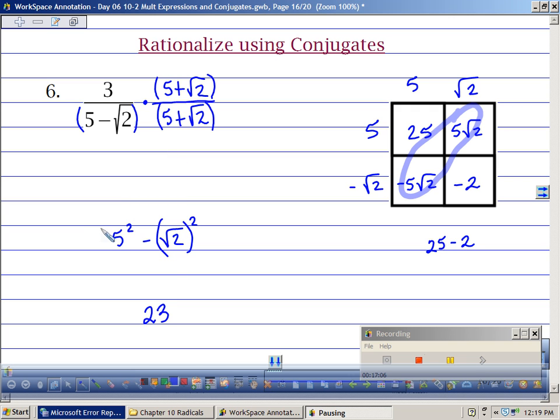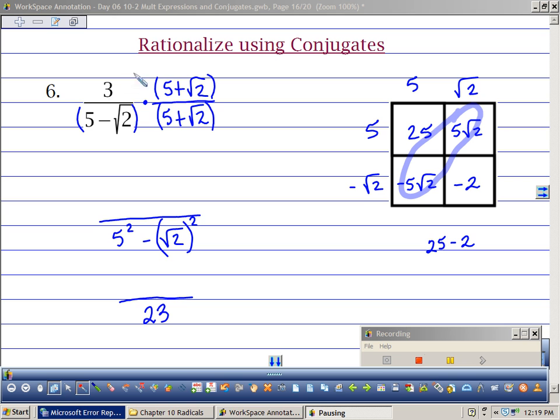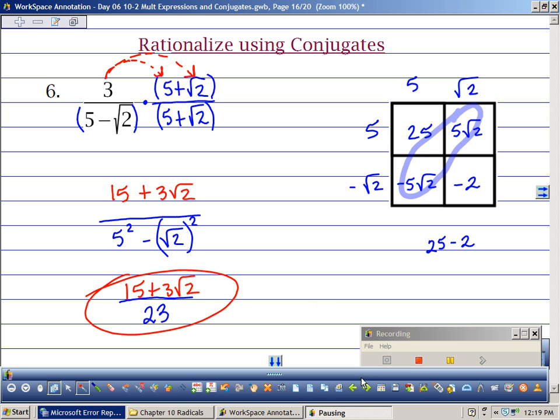It's the difference of two squares. Doesn't it look like the difference of two squares? Okay, so if that's my denominator, let's take care of the numerator. I still have to multiply 3 times everything in here. When I multiply times everything in here, don't I just distribute? Patrick? Enough. 3 times 5 is 15, and 3 times rad 2. So my answer is 15 plus 3 rad 2 over 23. This is as hard as it's going to get on the quiz or the test. Let's do another one.